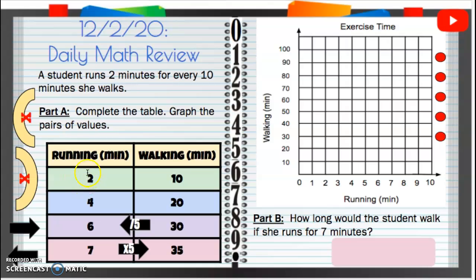So we have 2 for our running. So here's our running in minutes, and here's our walking in minutes. So the running first, our x-axis is running, so we have 2 and then 10. So we're going to go down the hall 2, up to 10. And here's 10 on our graph. Pay attention to the numbers.